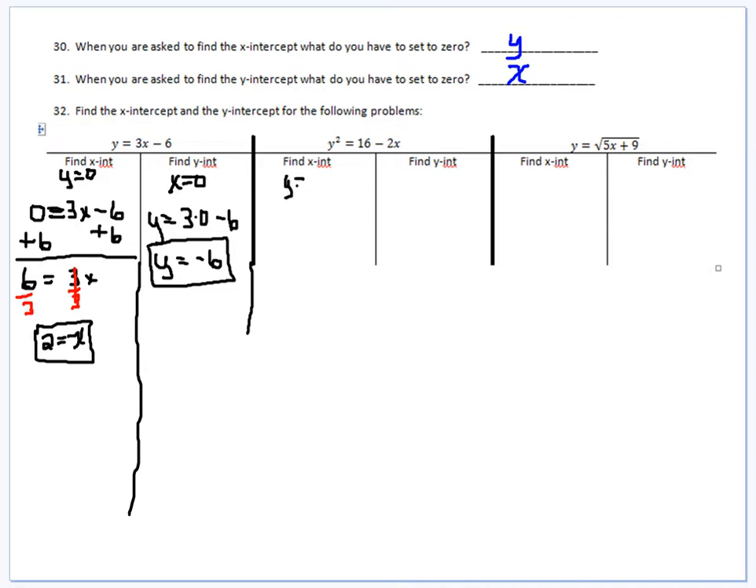Over here, let y equal 0 for the x-intercept. So 0 squared is equal to 16 minus 2x. All right, I'm going to go ahead and subtract 16 from both sides. So negative 16 equals negative 2x. Divide off the 2. So the negative 2's all cancel out, and we have x equals positive 8.